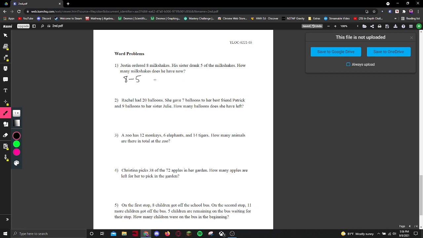And they're asking, how many milkshakes does he have now? So using that, by reading context, you can tell that she drank, so it's subtracting. Words like these just mean subtract. So because he had 8 milkshakes and his sister drank 5 of them, you would just do 8 minus 5, which is equal to 3. Now do not forget your units, otherwise this can be wrong. So your final answer would be 3 milkshakes.